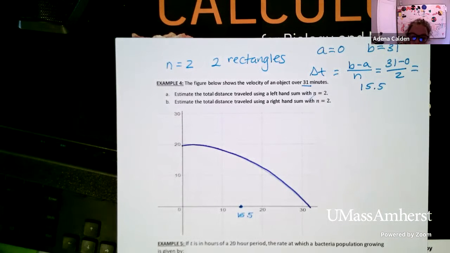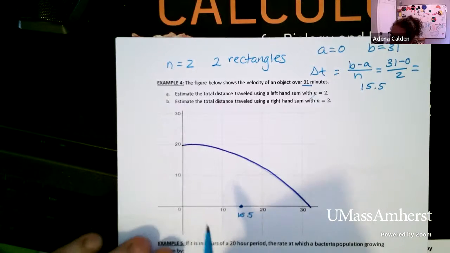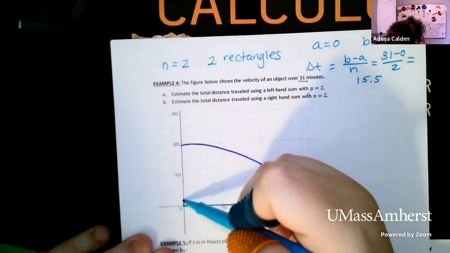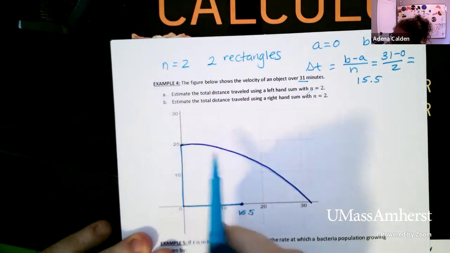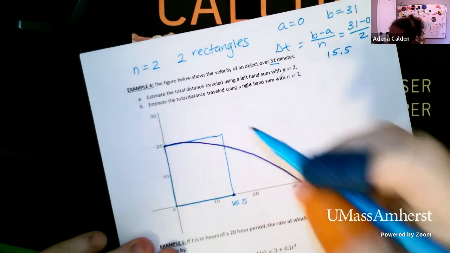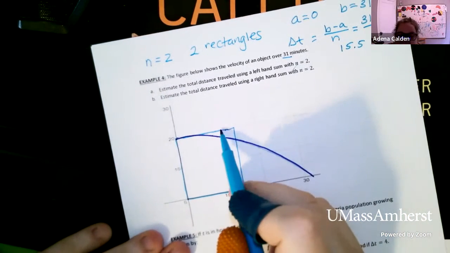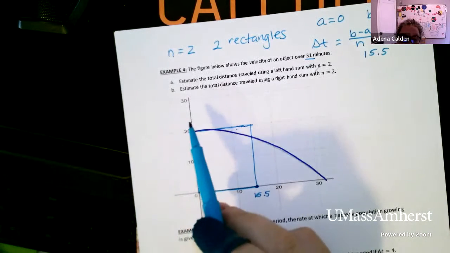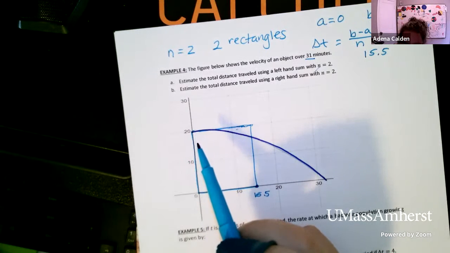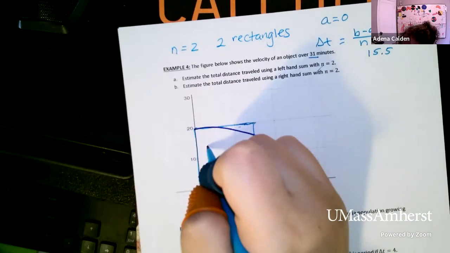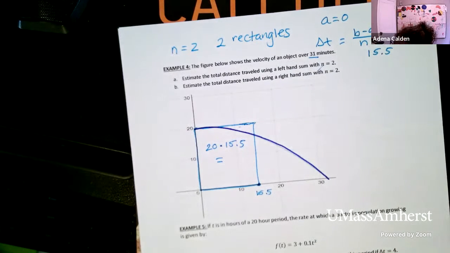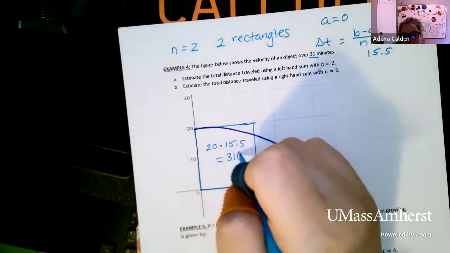So for part a, if we're using a left-hand sum, that means we need a rectangle that goes from 0 to 15.5, where the left-hand side of my rectangle comes up and touches the function, right? So that means that for the first 15.5 seconds, the height is going to be the height when I use the left-hand point of the rectangle. So that goes up as high as 20, right? So that means I have 20 times 15.5, which is going to give me an area of 310 for that first part.